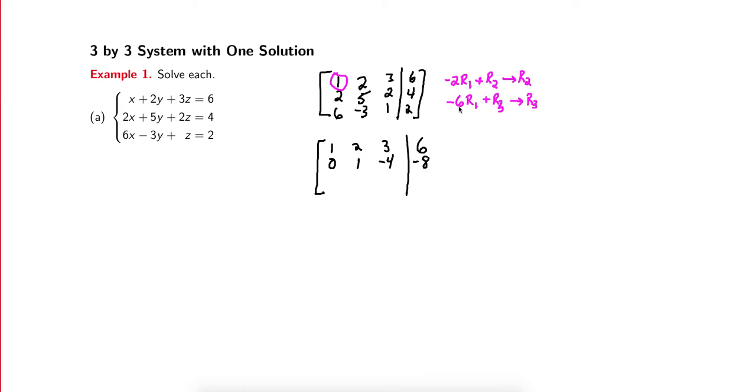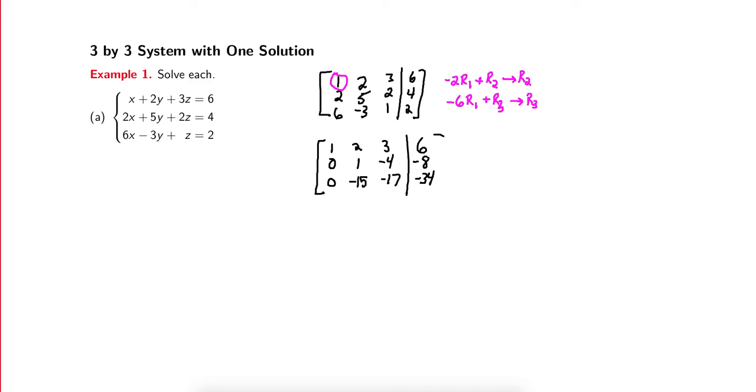All right. Now, negative 6 times 1 is negative 6. Negative 6 plus 6 is 0. Negative 6 times 2 is negative 12. Negative 12 plus negative 3 is negative 15. Just got to be careful with calculations here. Negative 6 times 3 is negative 18. Negative 18 plus 1 is negative 17. And then 6 times negative 6 is negative 36. Negative 36 plus 2 is negative 34.